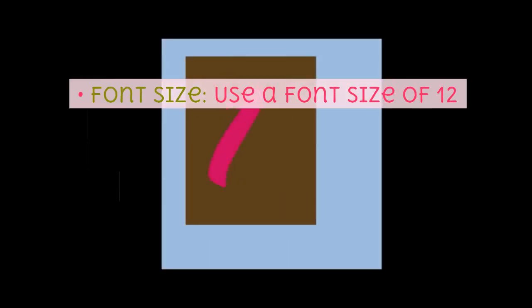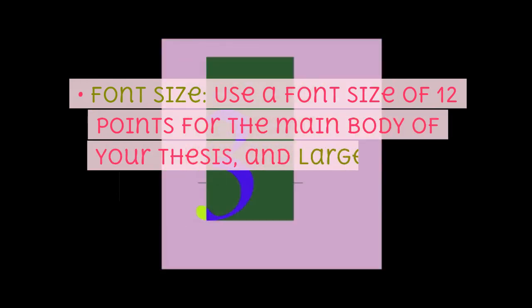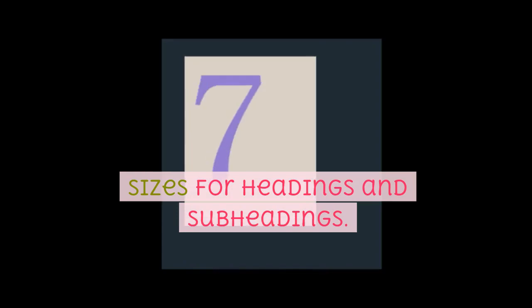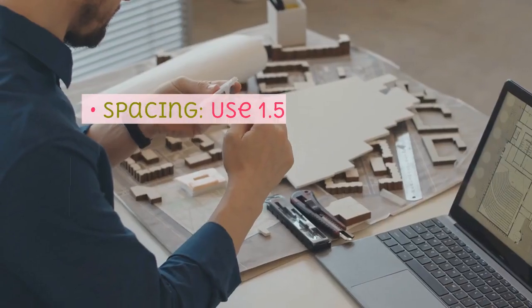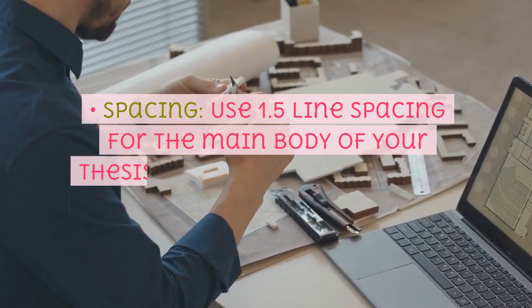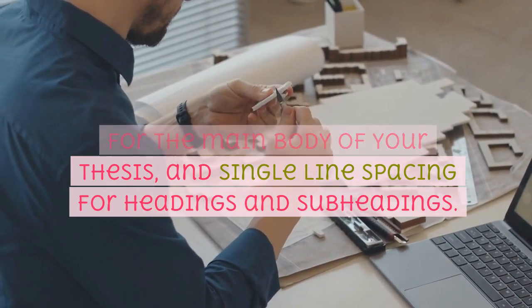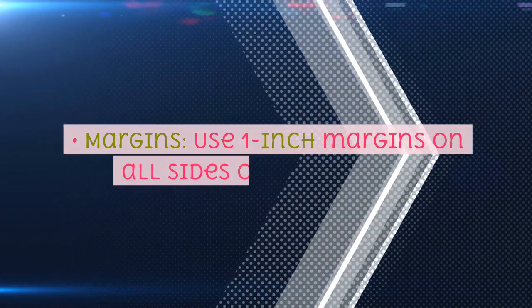Font size. Use a font size of 12 points for the main body of your thesis, and larger font sizes for headings and subheadings. Spacing. Use 1.5 line spacing for the main body of your thesis, and single line spacing for headings and subheadings. Margins. Use 1-inch margins on all sides of your thesis.